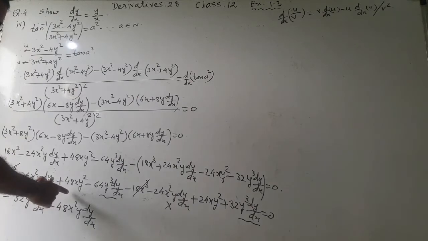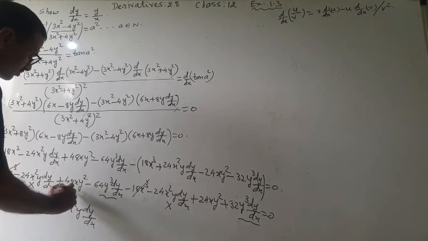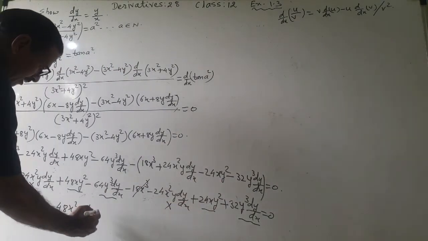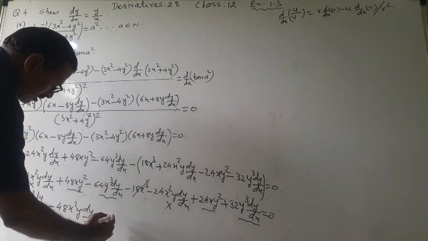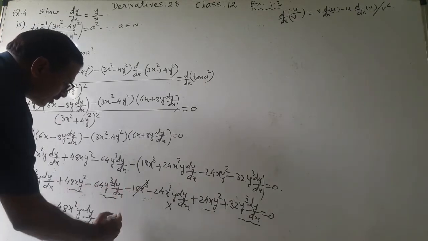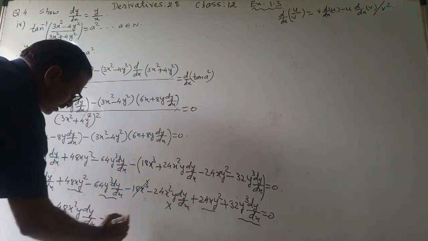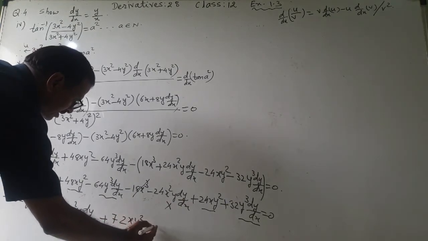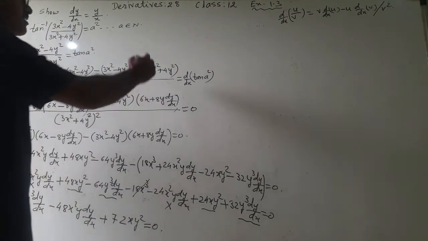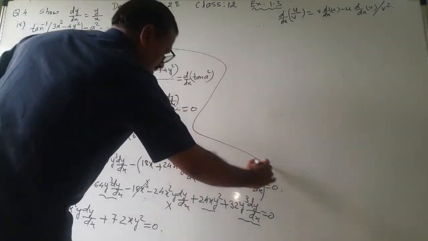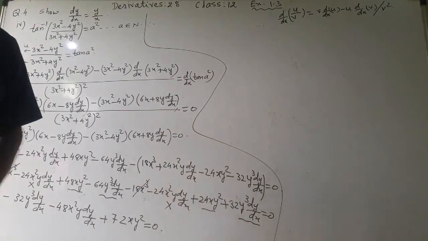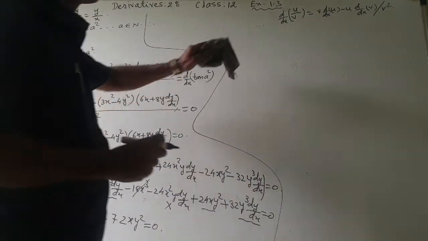Now for what is this? Xy square, this is also xy square, this and this. So that will be plus 8 plus 4 is 12, carry 1, 72 xy square, and is equal to 0. Therefore, here I am making some place, I am rubbing this formula now.